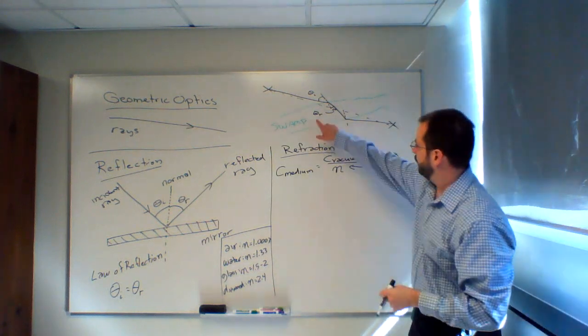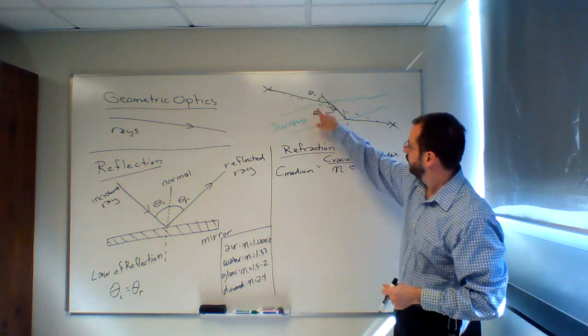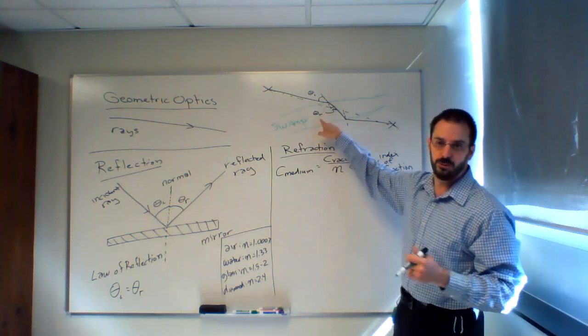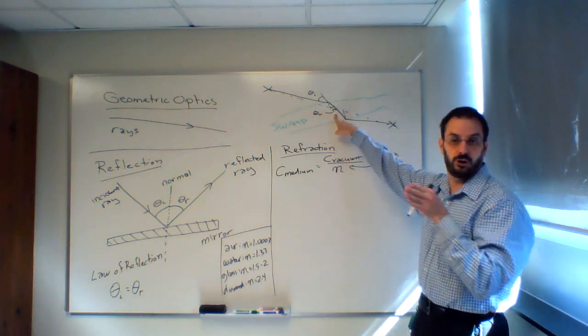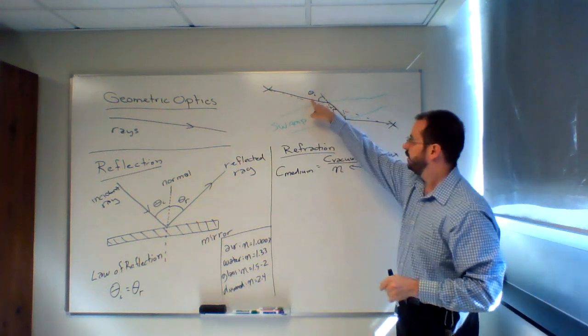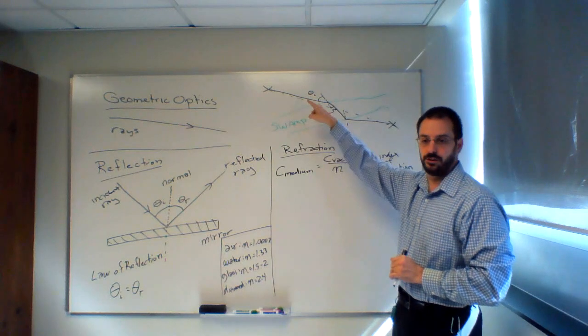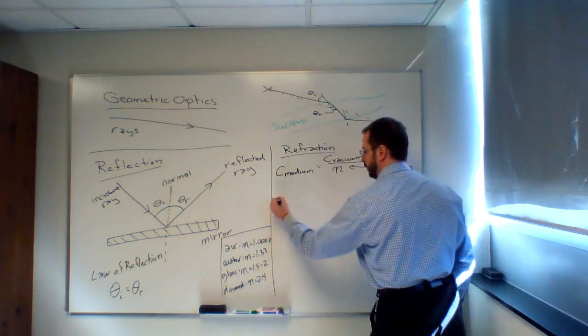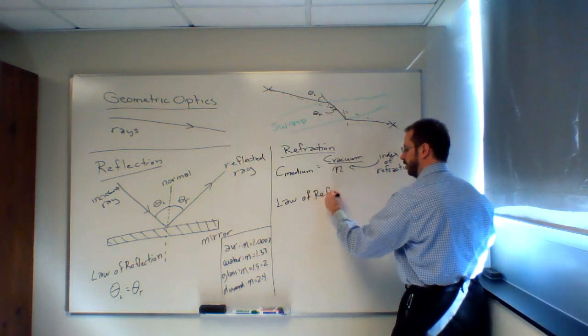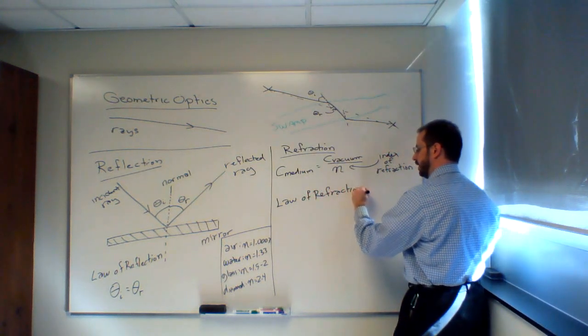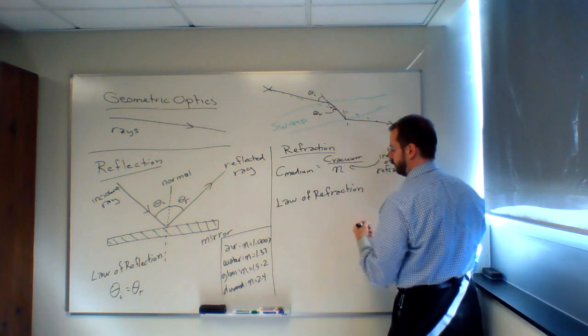And in particular, because the swamp is slow going, we see that the angle at which I enter the swamp is going to be smaller, that is closer to the normal, than the angle at which I came in on the other side. Now, the relationship between these is called the law of refraction.